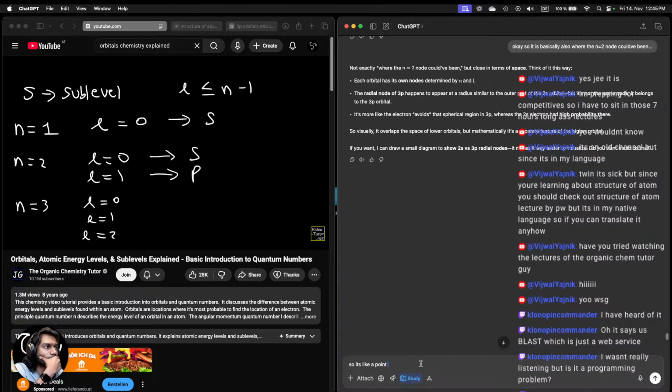So it's like a point of no probability, a hollow sphere, between the 3p and 2s orbitals.